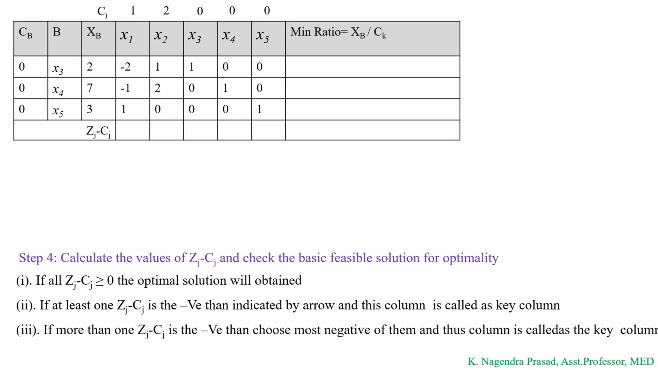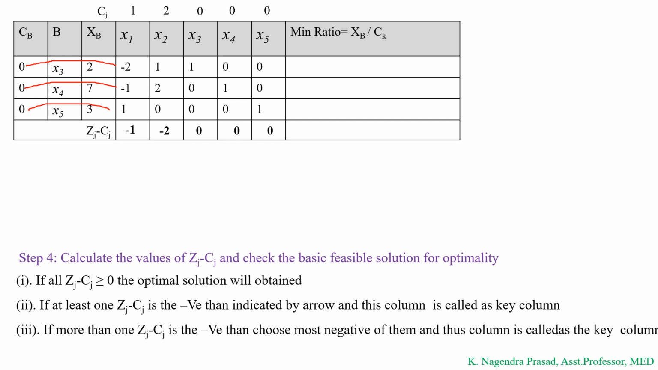Next we have to determine the zj minus cj values to check the basic feasible solution for optimality. So zj minus cj for the x1 variable is 0 into 2 plus 0 into minus 1 plus 0 into 1 minus 1. So here it is minus 1. Similarly for the x2 variable it is minus 2, and for x3, x4 and x5 it is 0. So the zj minus cj values are minus 1, minus 2, 0, 0 and 0.